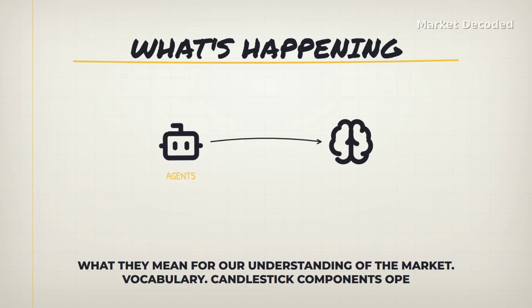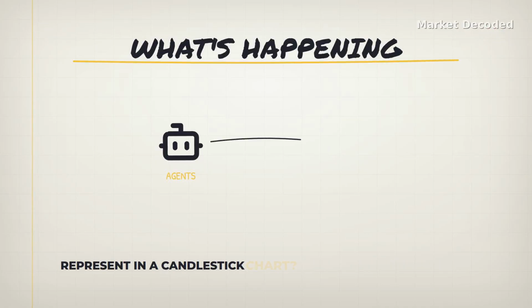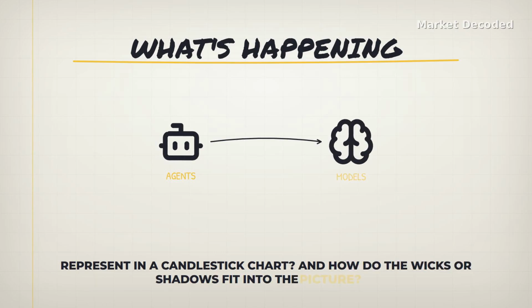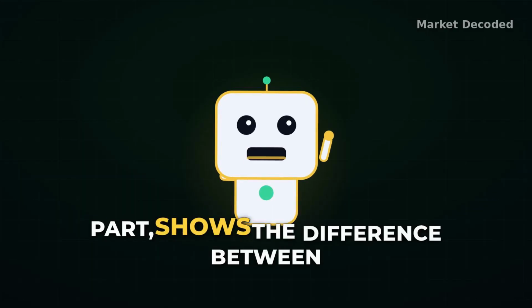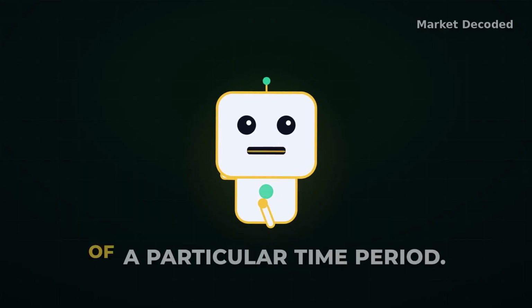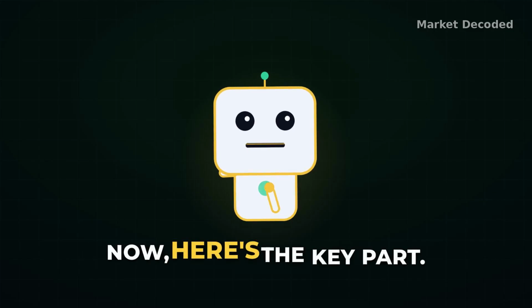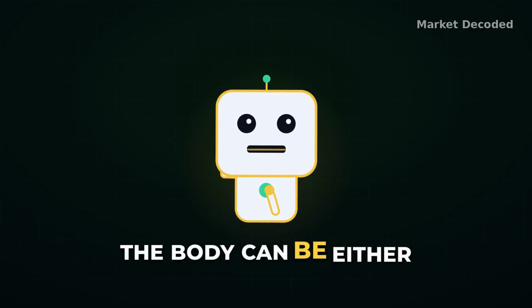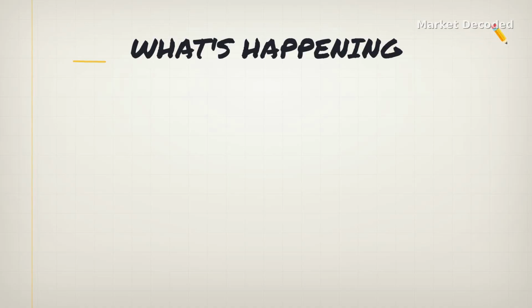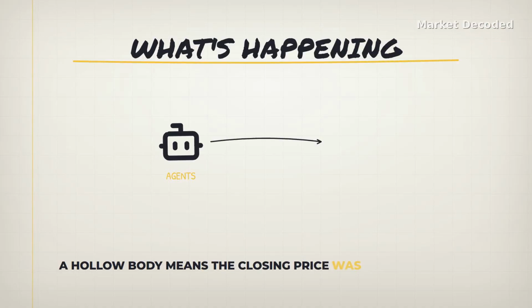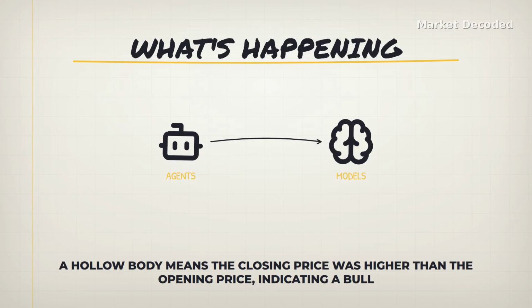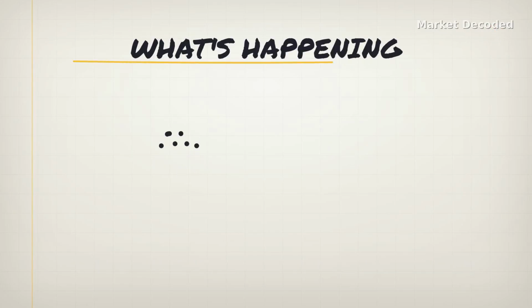Vocabulary. Candlestick components: open, high, low, close. What does the body of a candlestick actually represent in a candlestick chart? And how do the wicks, or shadows, fit into the picture? Let's break it down. The body of the candle, which is the thick part, shows the difference between the opening and closing prices of a particular time period. Now, here's the key part. The body can be either hollow or filled. A hollow body means the closing price was higher than the opening price, indicating a bullish sentiment, while a filled body means the closing price was lower than the opening price, indicating a bearish sentiment.